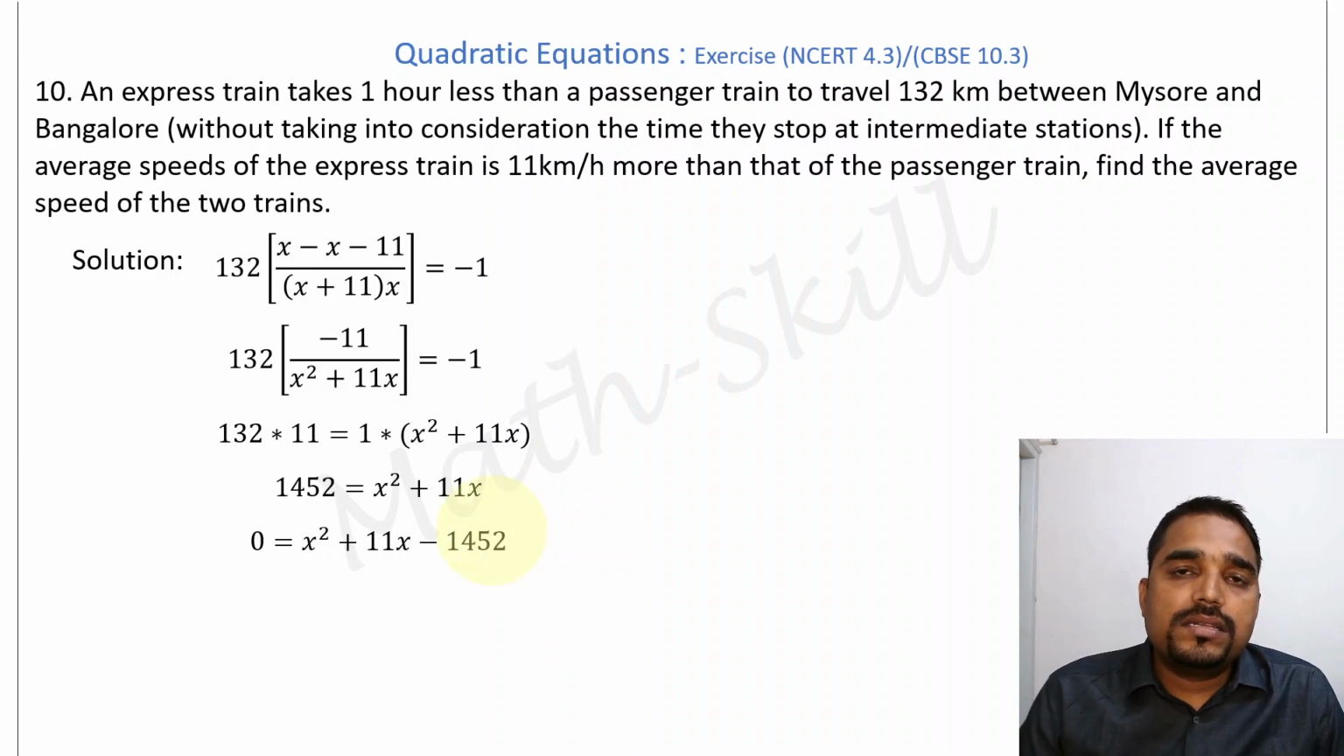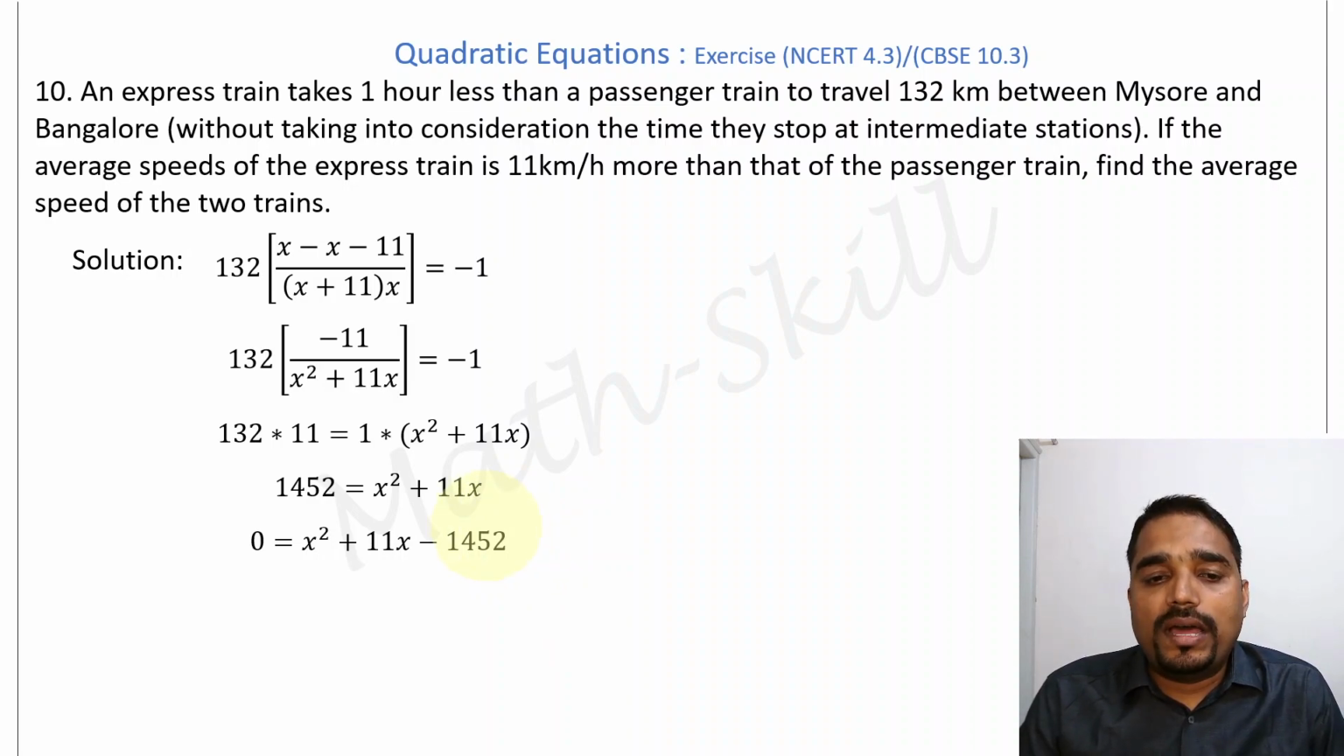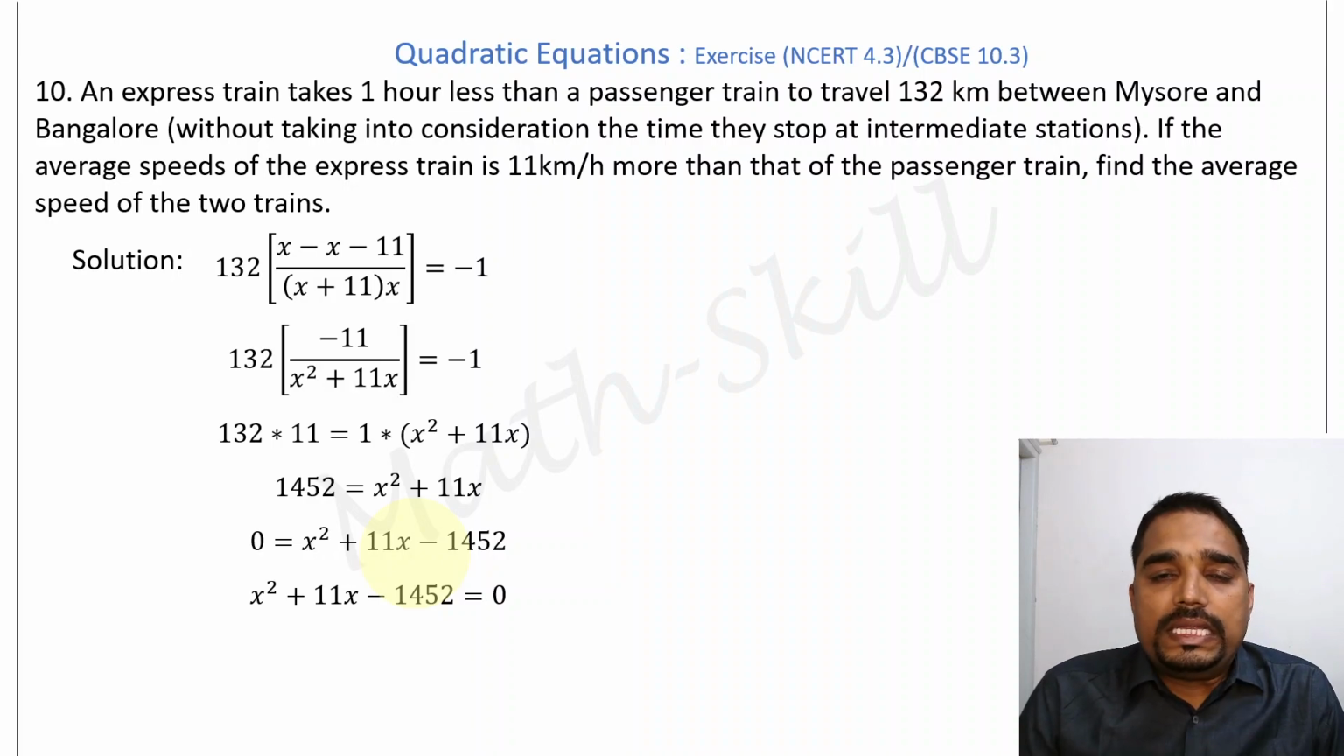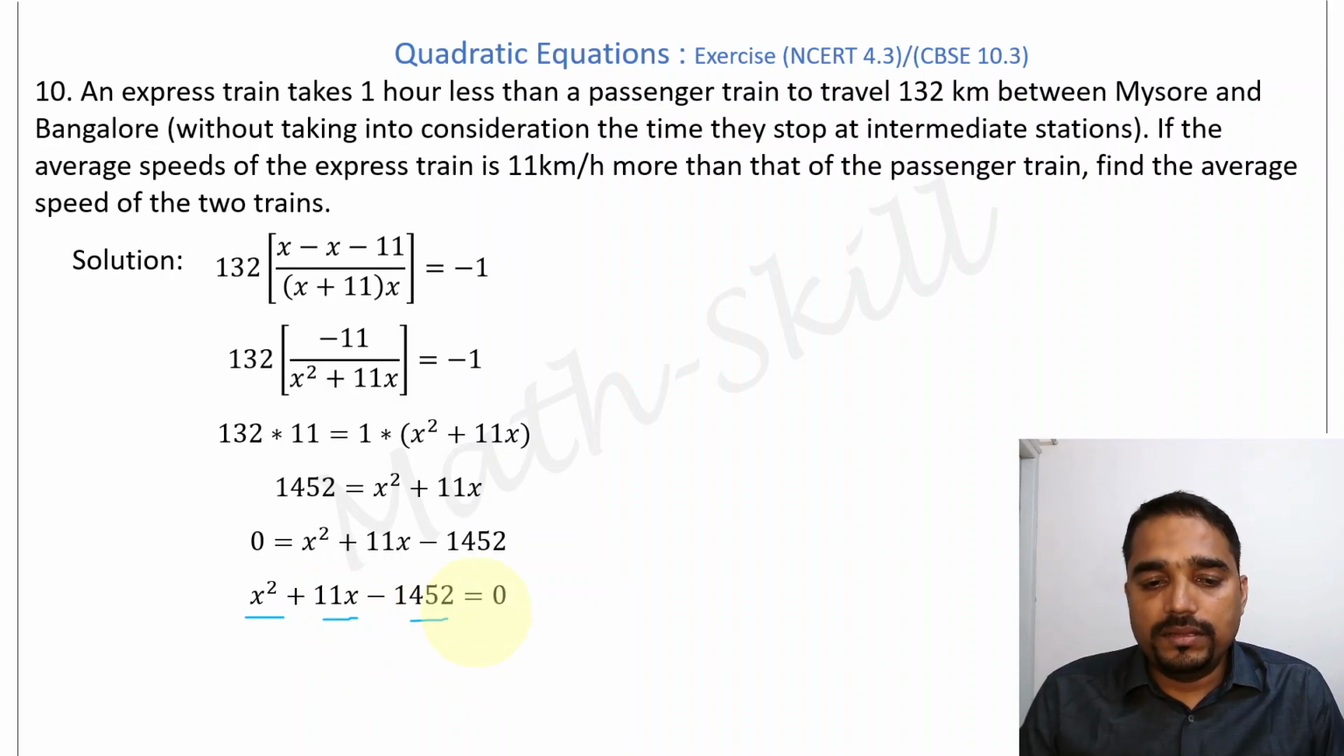Or let us swap the terms of LHS and RHS. We would get x square plus 11x minus 1452 is equal to 0. This equation cannot be simplified further, as the three terms are unlike terms. That is, the first term is an x square term, the second term is an x term, and the third term is a constant term, which cannot be added or subtracted. That is, it cannot be simplified further.